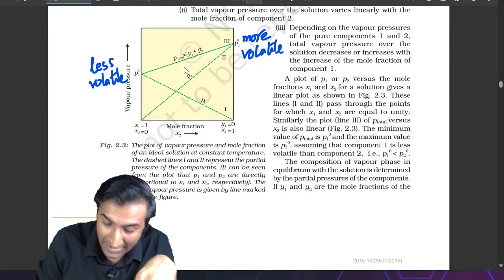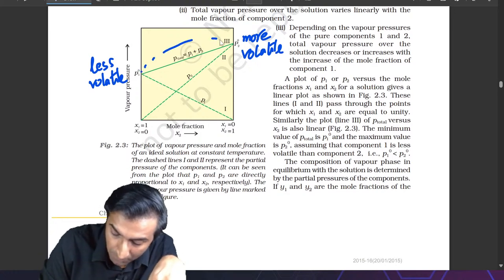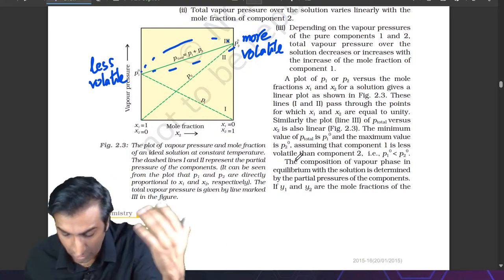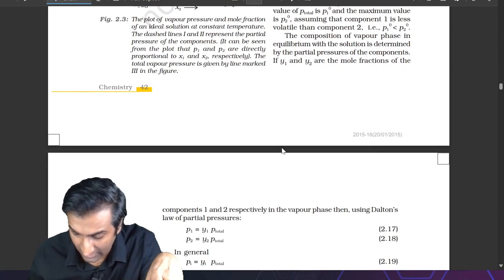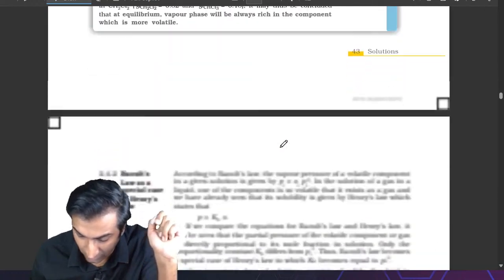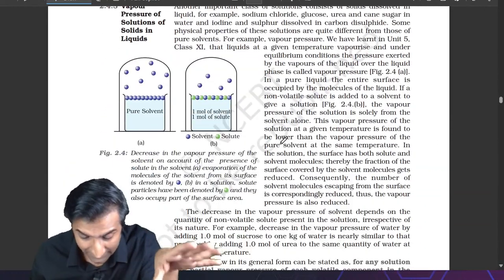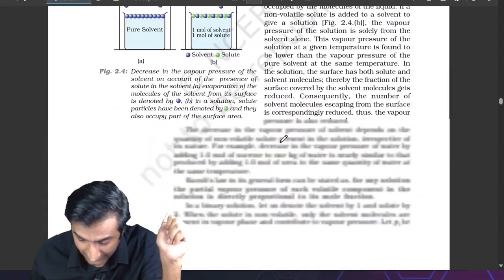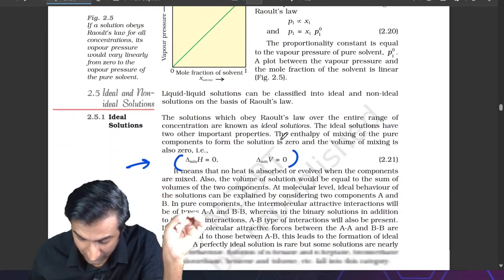Khair, ye hai ideal solution. Non-ideal matlab upar ya niche hoga. More pressure or less pressure than expected. Okay. Aur kya hai aage kya hai? We'll do questions on this. Don't worry, hum log karenge sab ispe sawal. Quickly go over things that are extremely important from the point of view of NEET. Aur kya bacha? Vapor, yeah.